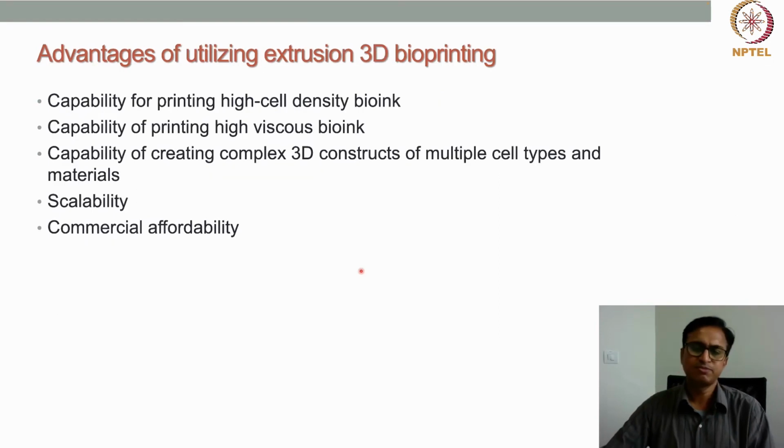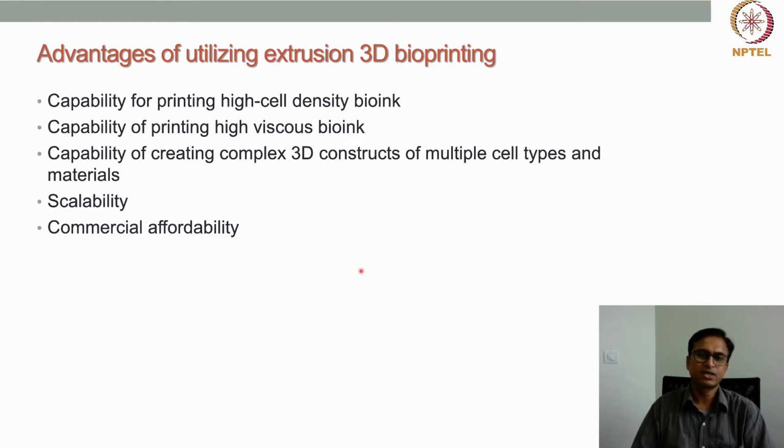Now, why is extrusion based bioprinting widely used? What is the advantage of doing that? As I already mentioned some of these things, but again, let me discuss a few more. This technology has the capability to print high cell density bioink, right? Because in some of our tissues, the cell density is very, very high. It can be of the order of 10 to the 7 or 10 to the 8, like 10 million or 100 million cells per ml. That much cell density can be printed with this bioprinting.